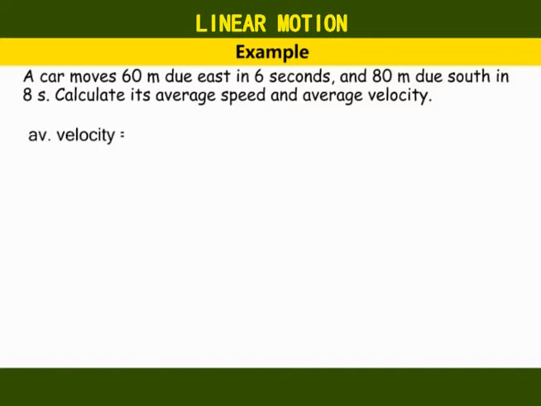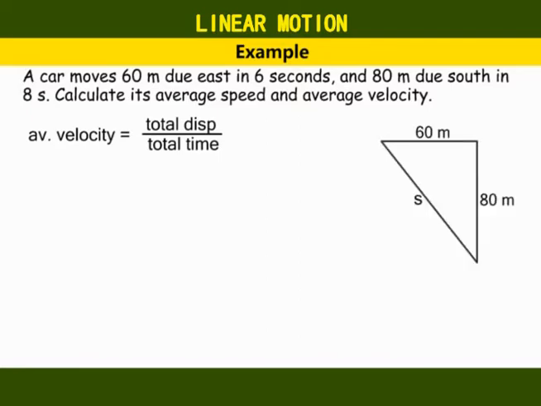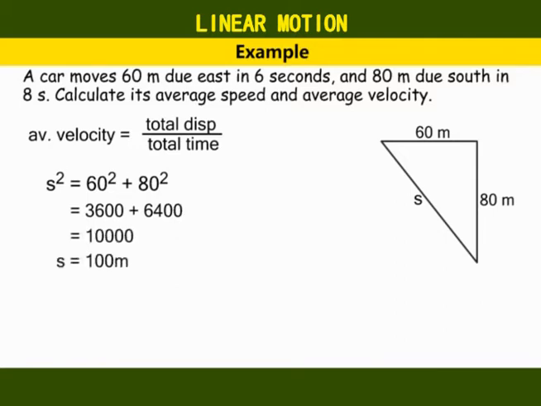Average velocity is equal to total displacement over total time taken. We first calculate displacement. If we plot the motion 60 meters due east and then 80 meters due south, we have a right triangle. Displacement is the hypotenuse. Using Pythagoras theorem, s squared is equal to 60 squared plus 80 squared. That is 3,600 plus 6,400, which gives us 10,000. And so s is equal to 100 meters.